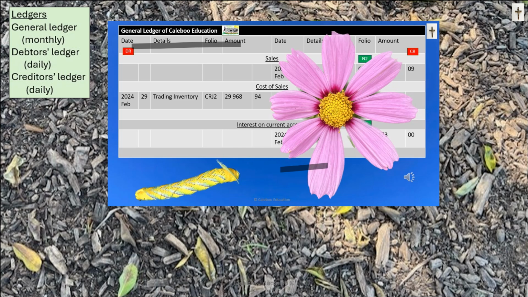I've grown cosmos, and there's a caterpillar that was eating the cosmos. But this here is a general ledger, and there are a few accounts: sales, cost of sales, interest on current account. I'm just showing you briefly what the general ledger looks like.